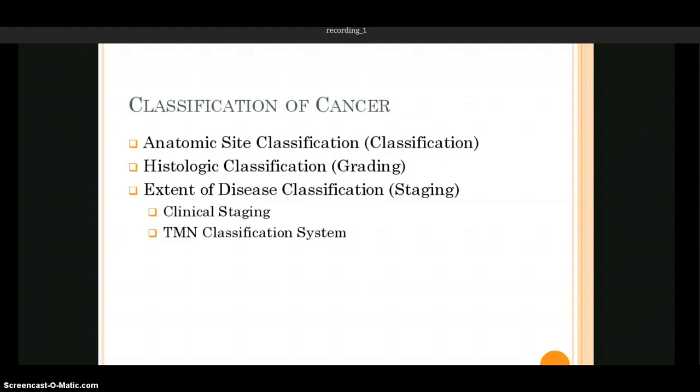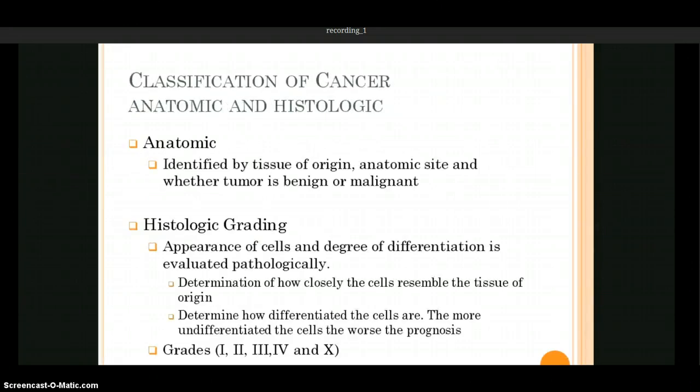The anatomical classification, you can see a table for that on page 254. I'm not going to go into detail, and I'm also not going to test you on the anatomical, okay? Histological, this is also on page 254, and it talks about the level of differentiation of cells, okay?